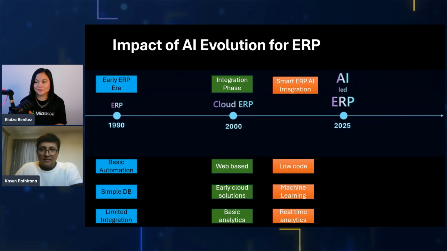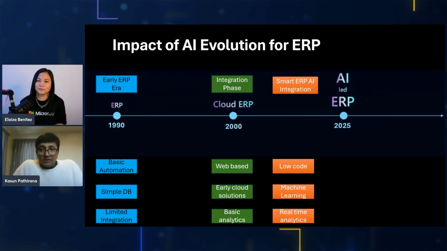And then the next period, from 2010 to 2020, is when ERP systems went through a major transformation. The cloud era took off, as everyone knows, making ERP accessible and more mobile friendly. Real-time analytics came into the picture, and these features marked the rise of smart ERP, right?